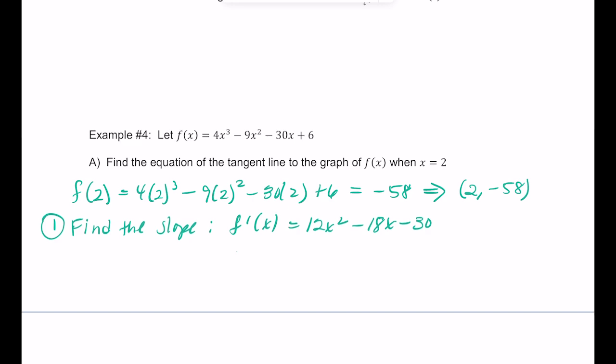So I'm going to find f prime of 2. So again, I'm just going to substitute 2 into this new expression, and you end up with negative 18. So that is the slope of the tangent line at this point, okay? So how do we find the equation of the tangent line now? We just found the slope.